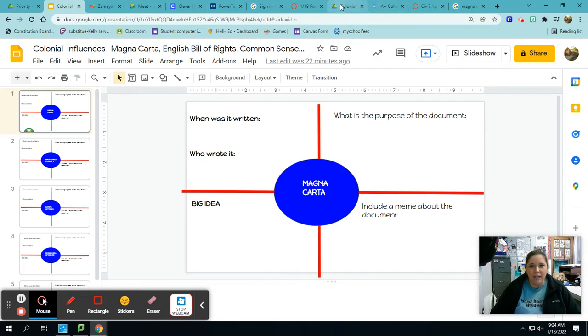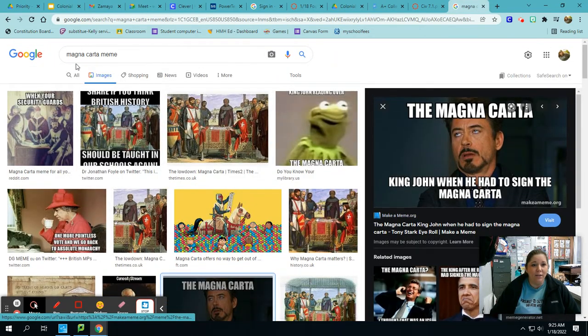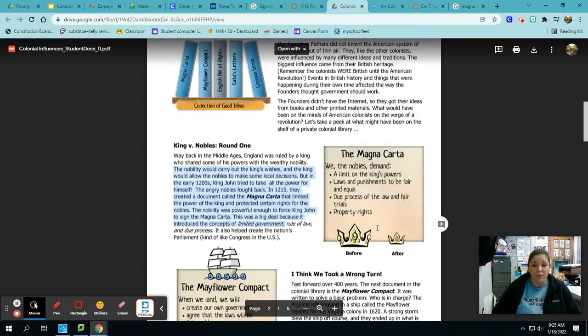That's why they call it due process, because everyone should have the same amount across the board. And then the last thing that they introduced to us is the rule of law, which just really means that there are laws and everyone should respect those laws. So those 3 ideas came from the Magna Carta. Then you're going to look for a meme. So you'll go into Google, and all I did was type in Magna Carta meme. And King John, when he had to sign the Magna Carta, because we know from what we talked about before that King John wasn't very excited about signing this document, that he was over it. So I'm going to put that meme in.